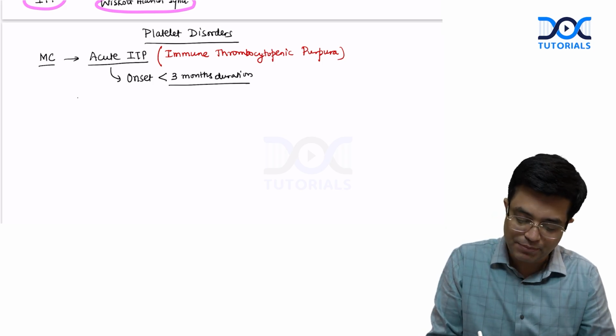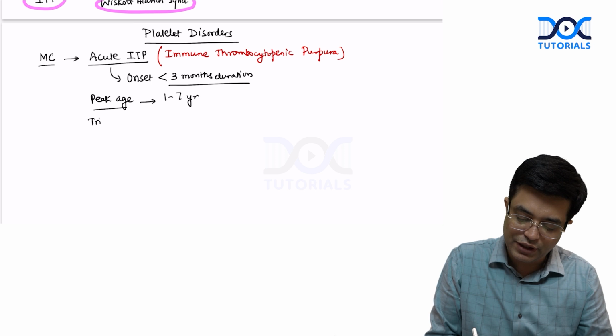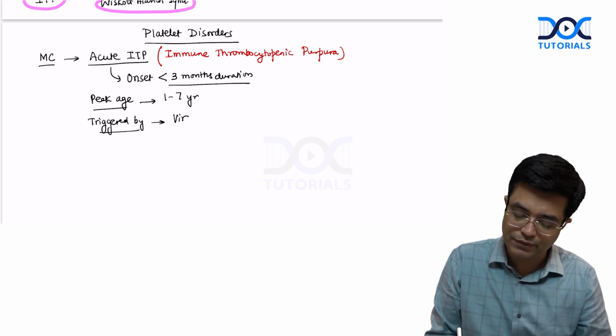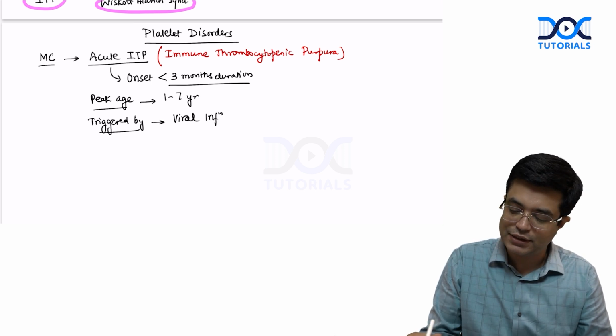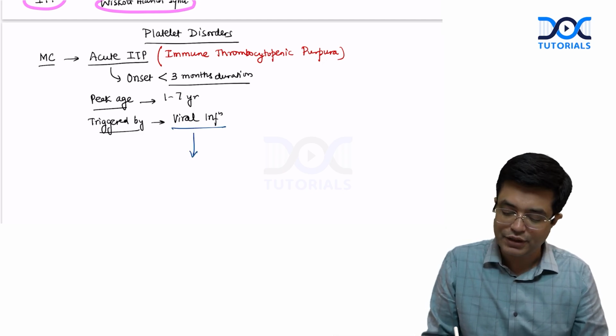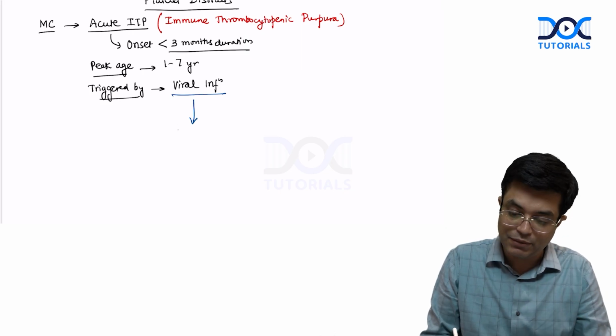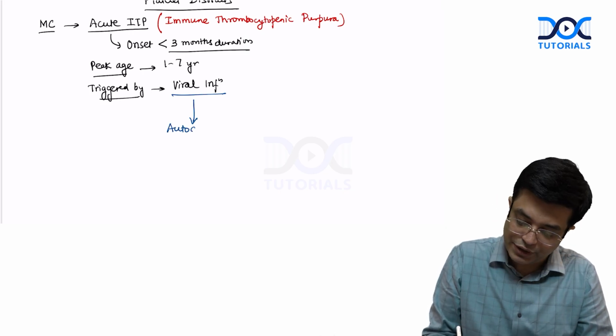Now, what is the peak age in which acute ITP happens? It is 1 to 7 years. And what is the cause? It is often triggered by non-specific viral infections. What happens is that there is a viral infection. After a viral infection, there will be development of autoantibodies against platelet antigens.